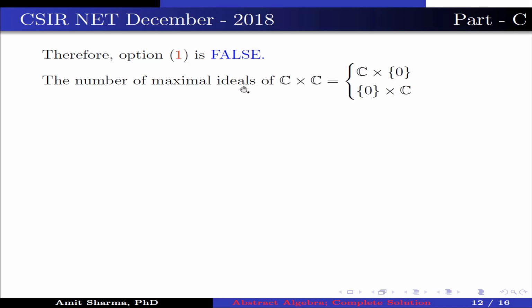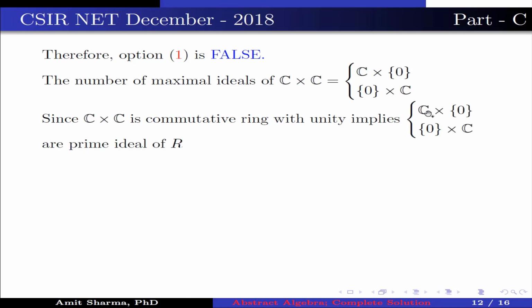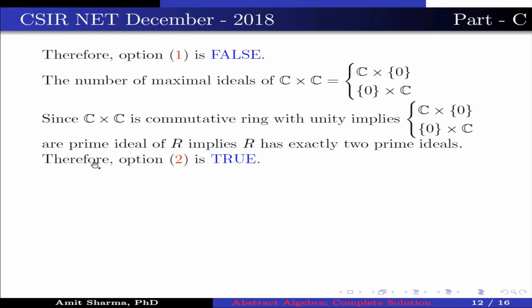The maximal ideals of C × C are C × 0 and 0 × C, which is 2 in number. Since C × C is a commutative ring with unity, this implies C × 0 and 0 × C are prime ideals of R. This implies R has exactly 2 prime ideals. Therefore, option 2 is true.